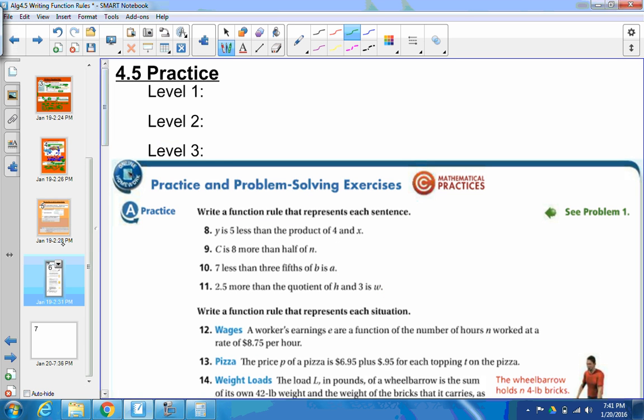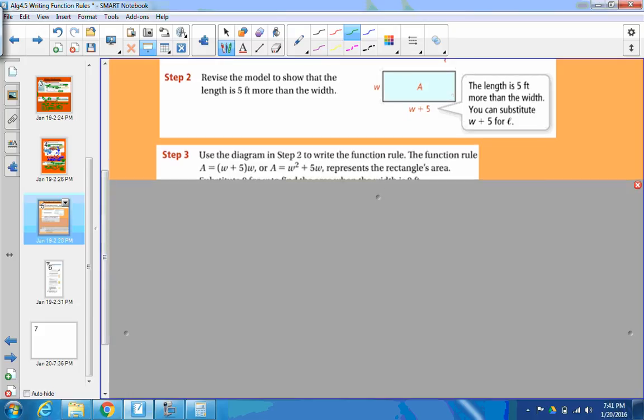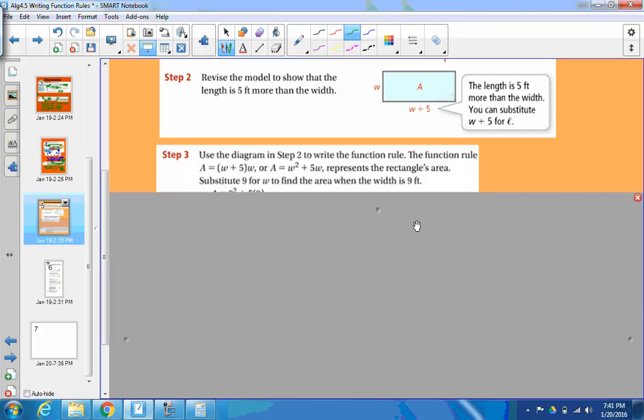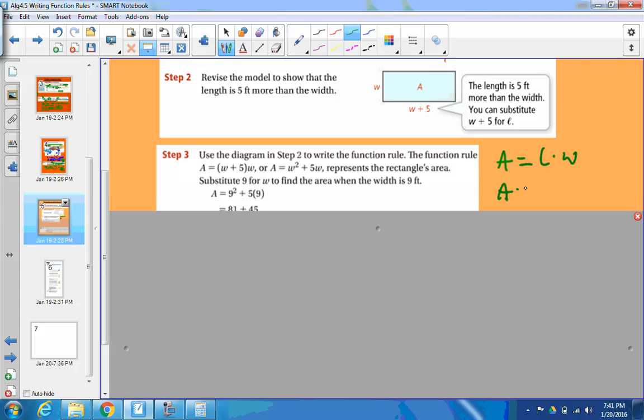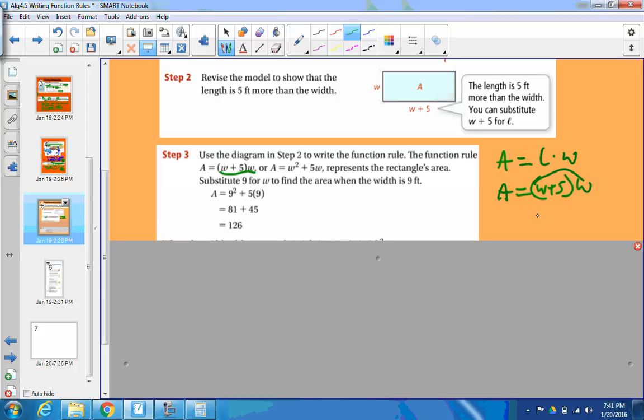Now we are going to use the diagram to show the function rule. For area, it's length times width. So in this case, area would be equal to w plus 5 times w. And that's shown right here, w plus 5 times w. Or, if you were to distribute, we'd have w times w, which is w squared, and w times 5, which is 5w. That's where that comes from.